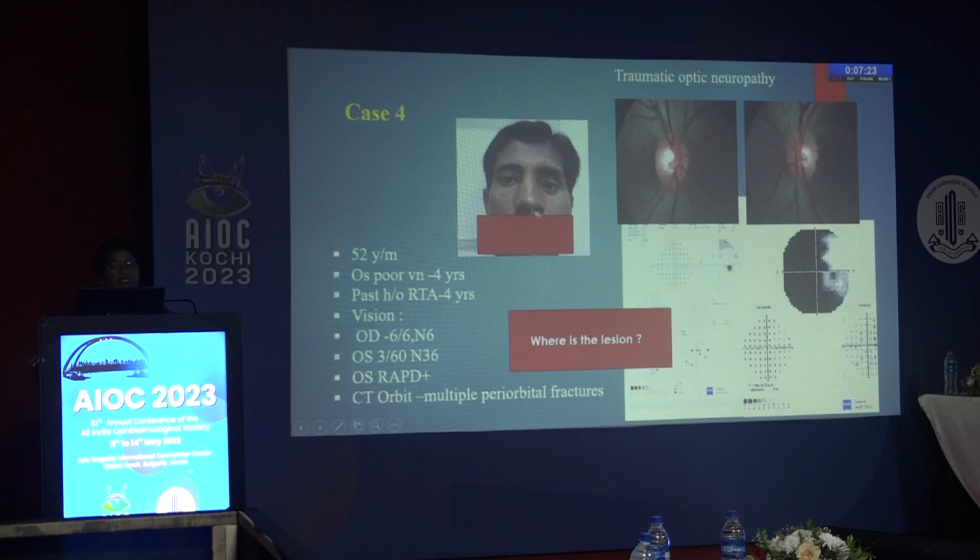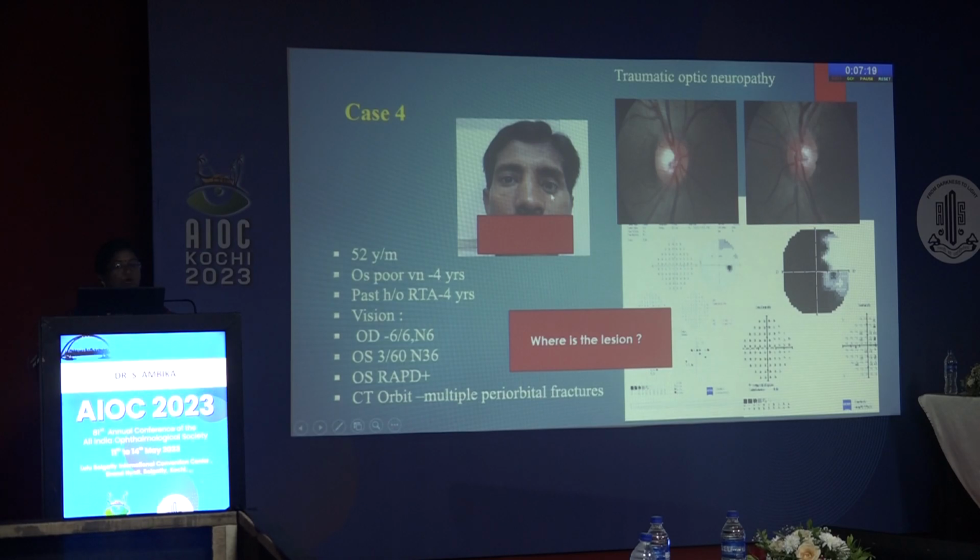So this is one example where this guy was diagnosed elsewhere as a traumatic optic neuropathy. You could see the gross disparity on his face. You could see a grossly displaced globe, periorbital fractures, and he said that he has had left eye vision drop for 4 years. And he said that left eye vision is worsening day by day. Well, that history doesn't go with a traumatic optic neuropathy.